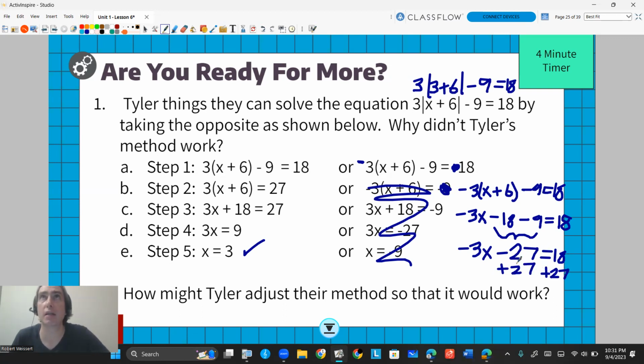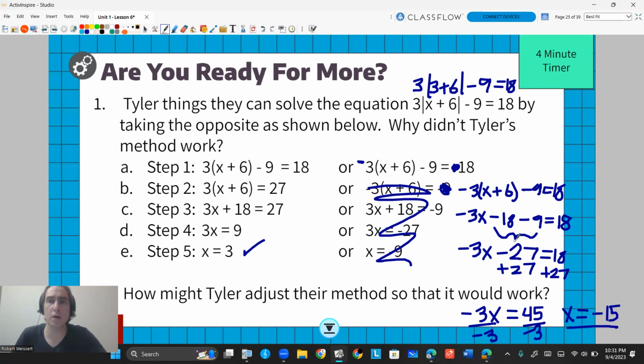27 and 18, what's that going to give us? Let's see, 8 plus 7, 15. 55, or sorry, 45. Where's my brain going? 45. So negative 3x equals 45. And then divide both sides by negative 3, and you should get negative 15. Let's see if that works.